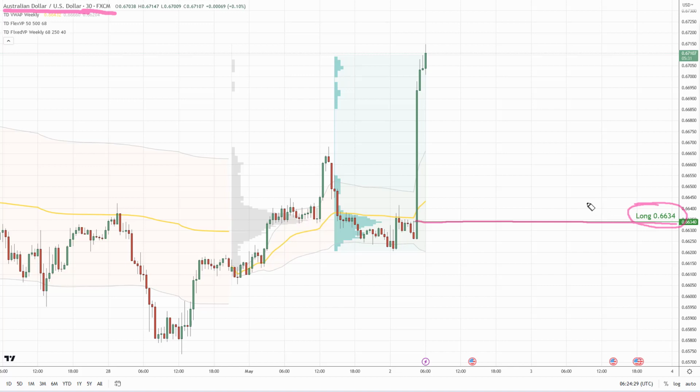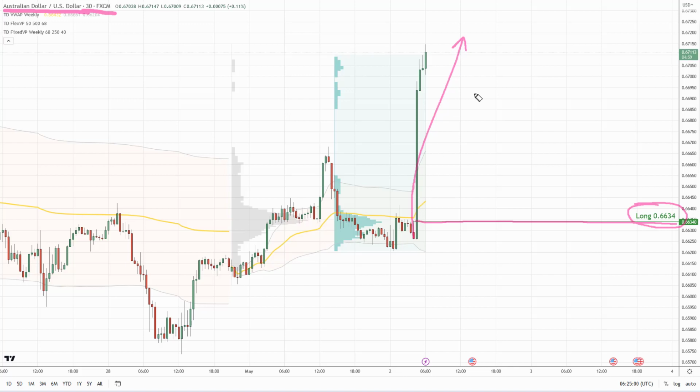0.6634. This support formed as a reaction to a very strong macro news concerning the rate on the Australian dollar, which was released earlier today. And this was the reaction to that macro news, to that rate hike.